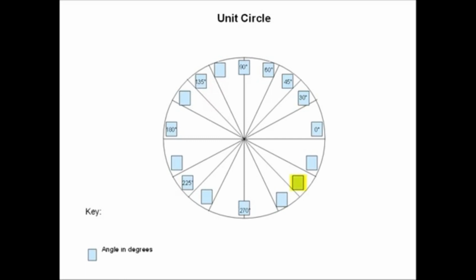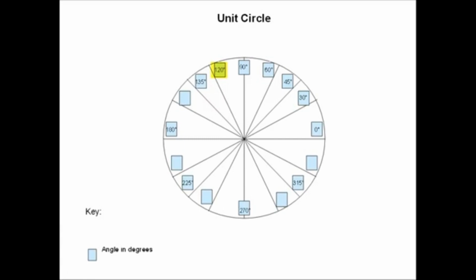And in quadrant 4, 315 degrees has a reference angle of 45 degrees. Well, now that we've taken care of the 45 degrees, we have to look at 30 degrees and 60 degrees as well. Let's look at this one first.